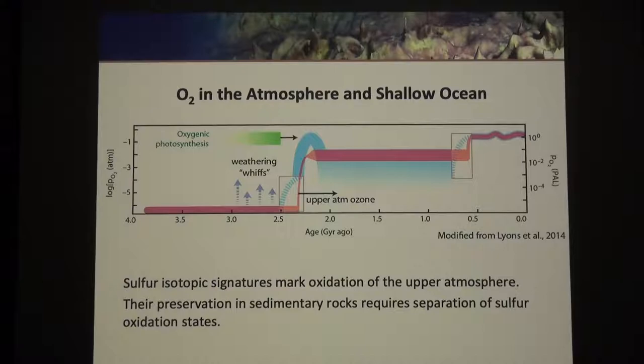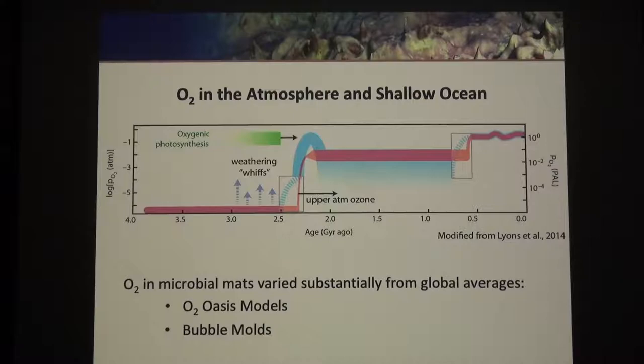We don't have any particularly good redox indicators that tell us the global oxidation state, except that we still preserve these sulfur isotopes. And then, as on Earth today, there are a lot of variations in the oxidation state locally. So, for example, even though we have 20% oxygen in the atmosphere, it's pretty easy to go find anoxic sediments. And so one of the questions is, what is actually happening in these local places where a lot of people think there might have been whiffs of oxygen in the atmosphere?